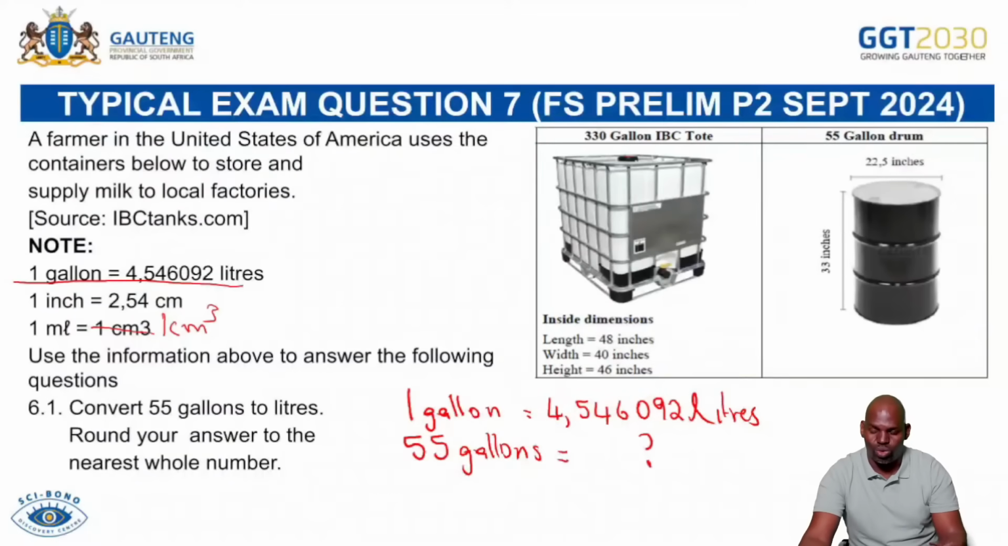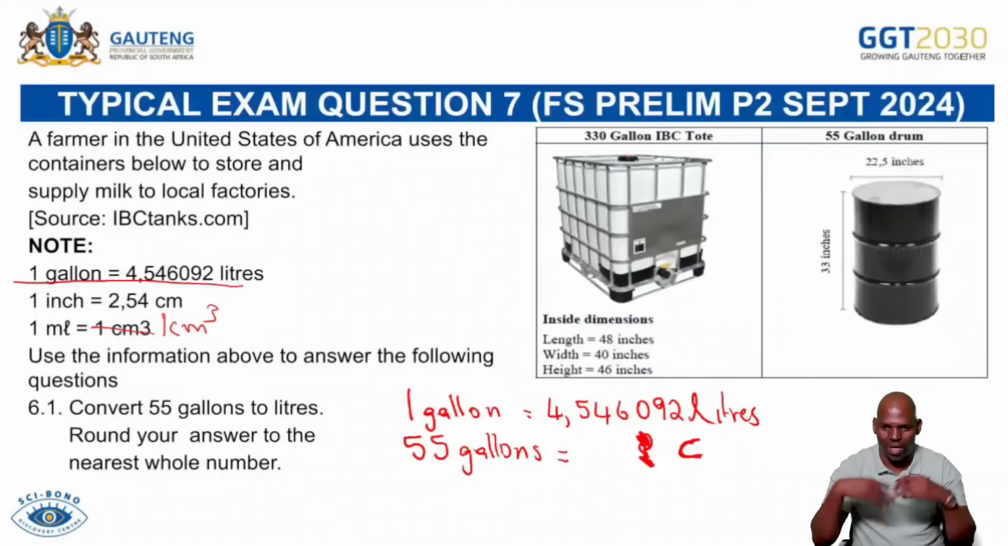So now we need to do the conversion. I can just convert the 55 gallons to liters. I'm looking for the liters. You can use whatever letter to do the conversion. We can use letter C for conversion, but we know that our answer will be in liters. We can use any letter; if you want to use X, you're also welcome to do that.